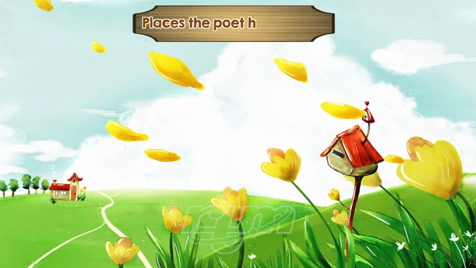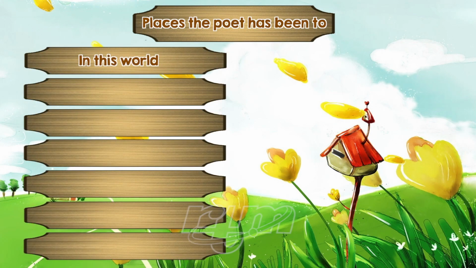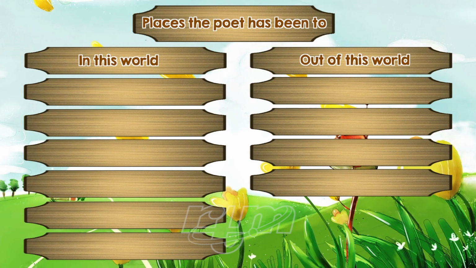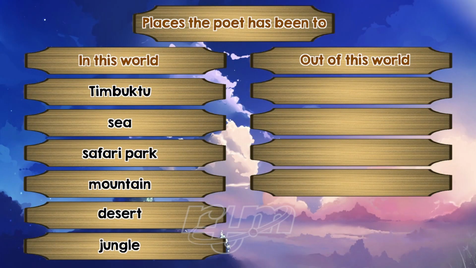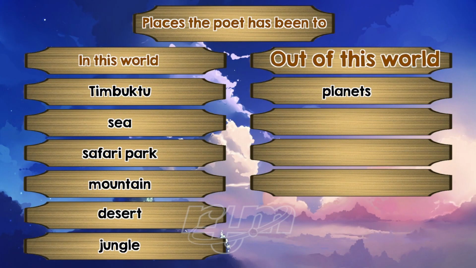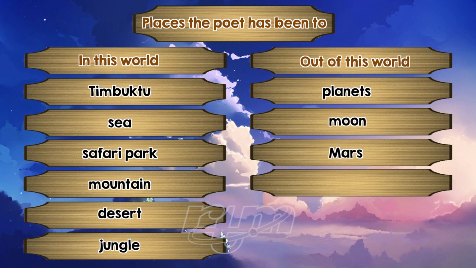Based on the poem, can you list out the places the poet has been to? In the tree map, list out places the author has been that are in this world and places that are out of this world. Here are my answers. Places that are in this world: Timbuktu, sea, safari park, mountain, desert, jungle. Places that are out of this world: planets, moon, Mars, stars.